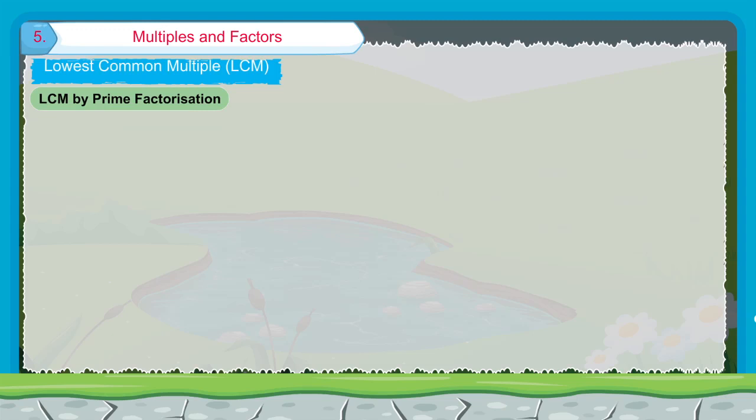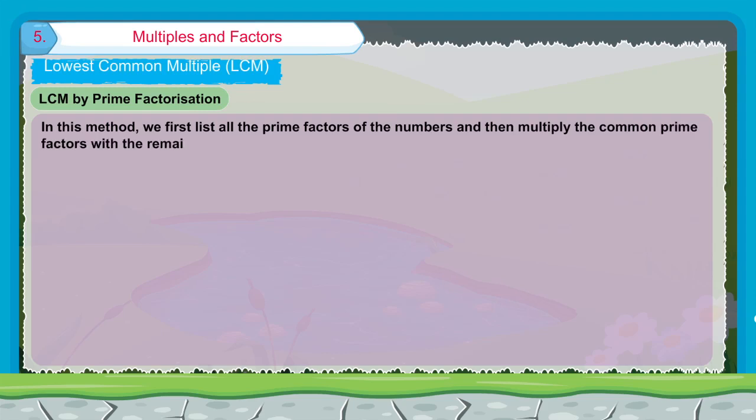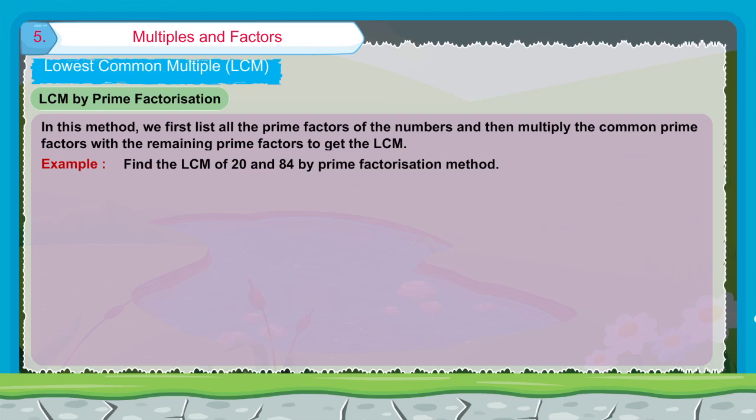LCM by prime factorization. In this method, we first list all the prime factors of the numbers and then multiply the common prime factors with the remaining prime factors to get the LCM. Example: find the LCM of 20 and 84 by prime factorization method. Solution: 20 divided by 2, 10. 10 divided by 2, 5. 5 divided by 5, 1.